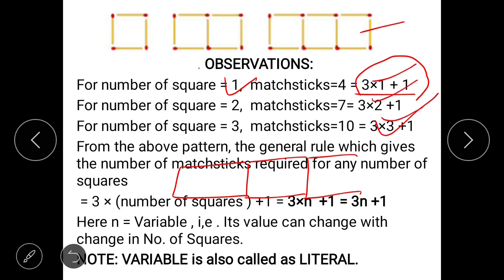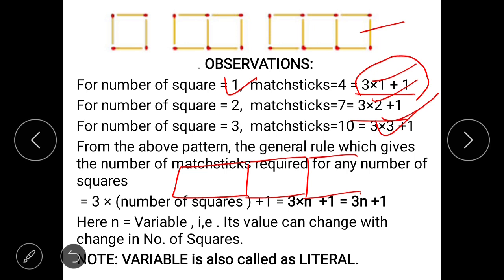As the number of squares increases, the matchsticks also increase. So I can write the first case, when I have a single C, as 3 into 1 plus 1 that I have removed. This plus 1 is for each matchstick that I have removed from all the arrangements. In the second case I can write 3 multiplied by 2 because I have 2 C's if I remove the end matchstick.